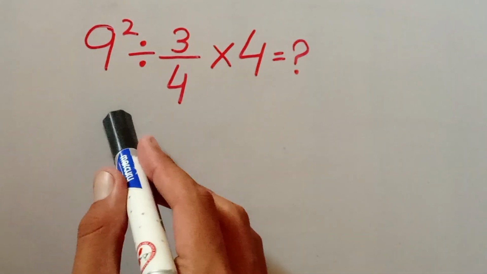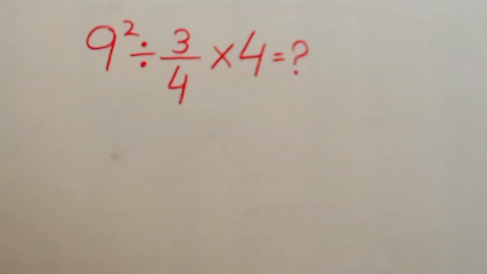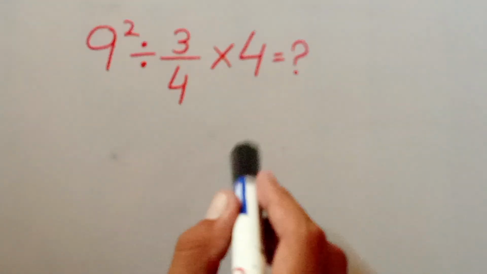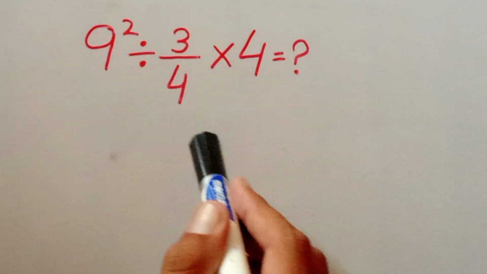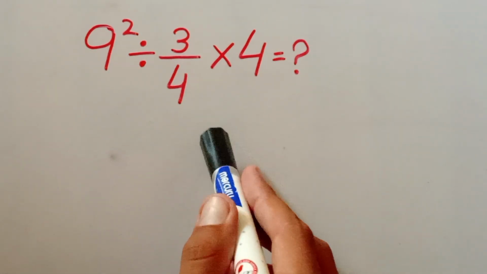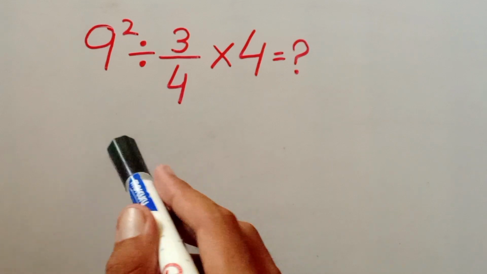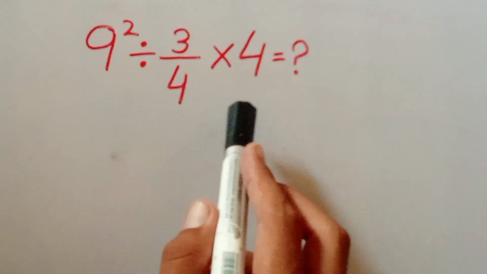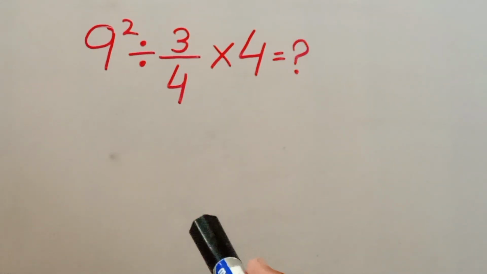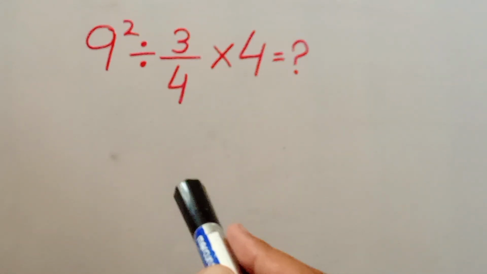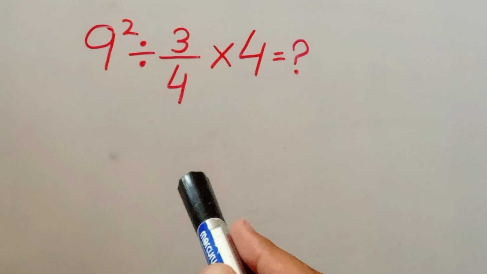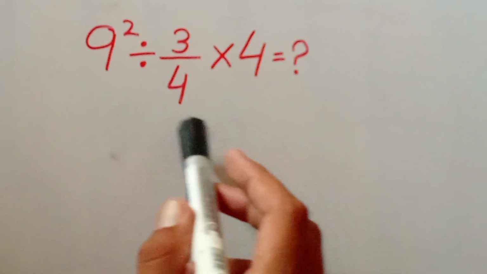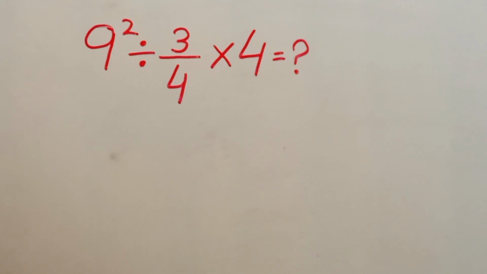In this video we can find the value of this expression, which is 9 square divided by 3 divided by 4 times 4. So how can we solve it? If you are talented, then before watching the video, stop the video and comment on this question. But if you are a student and do not know how we can solve this type of question, then in this video, guys, I will solve this question step by step.